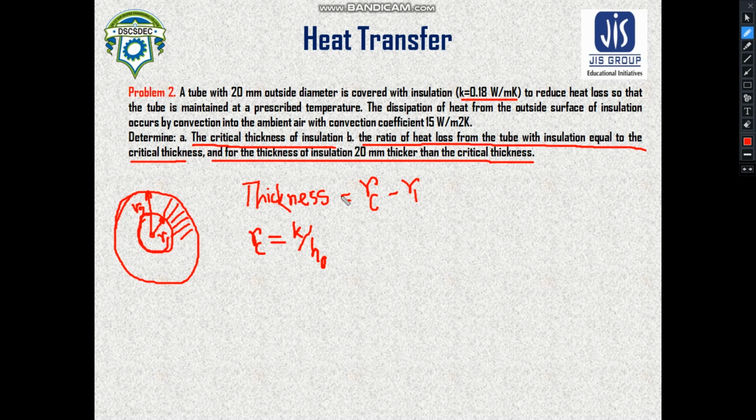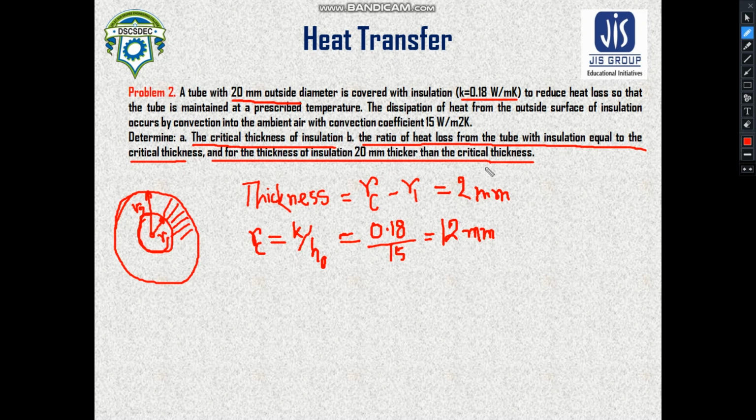Now the question is, what is the value of this K? So it is 0.18. Okay, so it would be 0.18 divided by 15, right? Very simple. So you will find that this critical radius of insulation is 12 millimeter, and then you can find, so this is your diameter, that means the radius would be 10, so 12 minus 10, so the thickness of insulation would be 2 millimeter. Now let us move on to the second question.